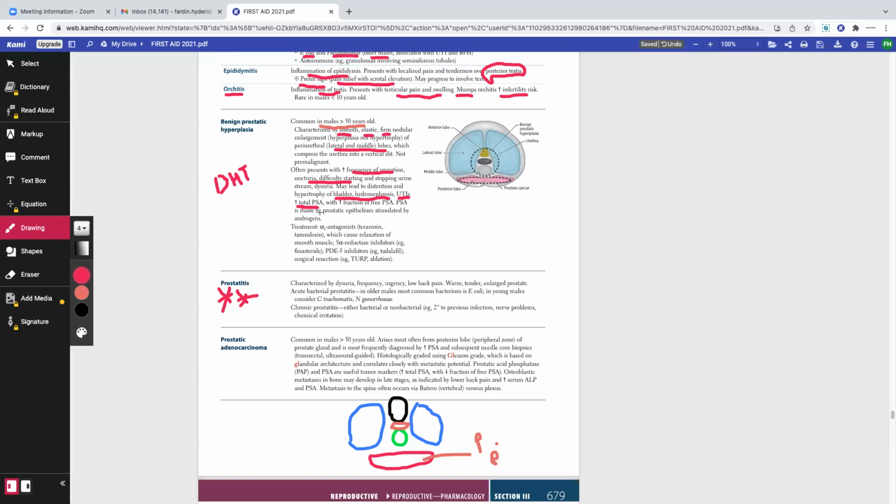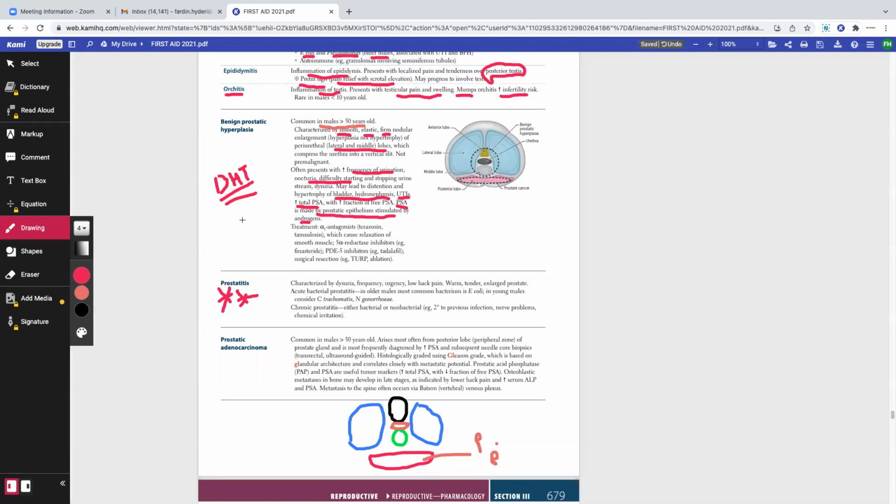Now, PSA is made by prostatic epithelium that is stimulated by androgens. So that makes sense. Since DHT, dihydrotestosterone, is responsible for giving rise to prostatic hyperplasia, under the influence of androgens there is a lot of release of prostate-specific antigen. That is increased, and we can also see this in benign prostatic hyperplasia.